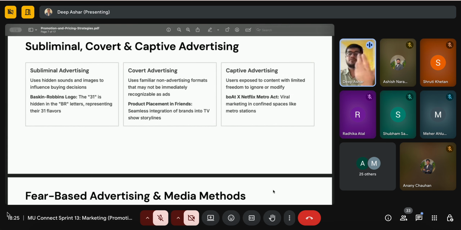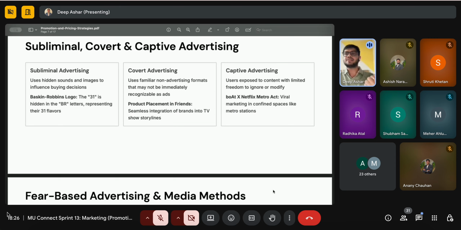The last one in this slide is captive advertising. Captive advertising is where you're forced to watch a particular ad or promotion because you don't have the freedom to move out of that place or to ignore or modify it. The example he had given is where Boat did a collaboration with Netflix in a metro, where in a confined metro space, when you're traveling, you have to hear that particular ad. You can't just exit and ignore it, or skip that ad.